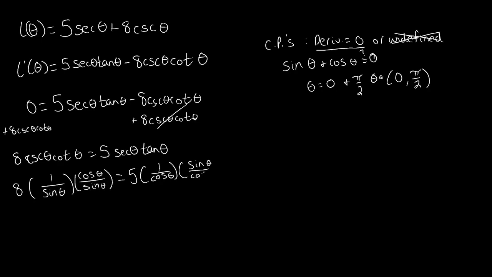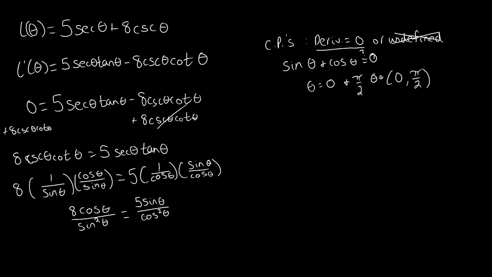Now we're going to multiply these together into one fraction on each side. Here we get 8 over sine theta times cosine theta over sine theta, so 8 cosine theta over sine squared theta, after we multiply all that together. Similarly, on the other side, we get 5 sine theta over cosine squared theta.